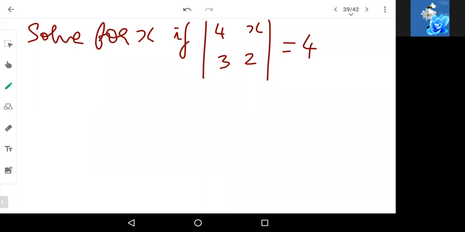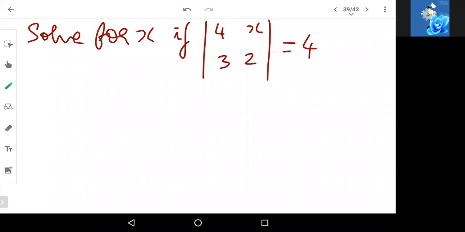This is another variety of problem. I'll give you some problems where you will have to solve and send me the answers later. So this we will first solve for x. It's very easy. We already know how to solve a 2 into 2 matrix by cross multiplication, right? So the same thing we are going to use here to find the value of x.